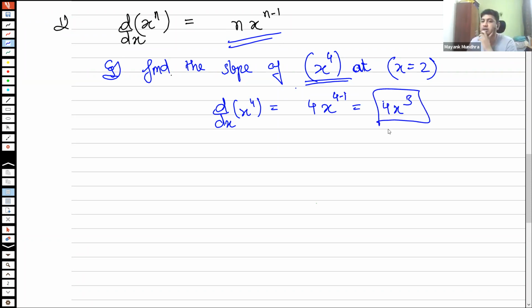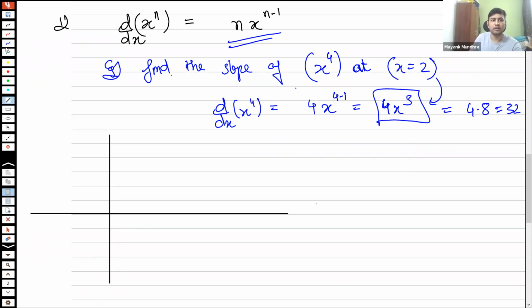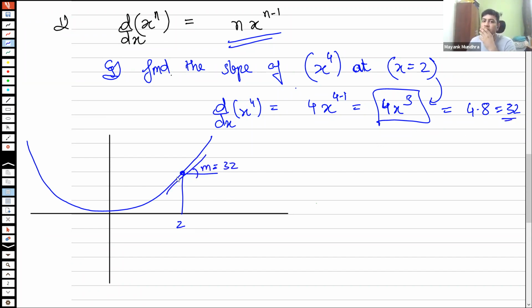So this is the slope function of this function at any point x. And then I make this substitution. So this becomes 4 times 8. So that is 32. So if you have this graph of x to power 4, it is going to look like this. Then at the point 2, the slope of this curve is going to be 32. So the slope at point 2 is going to be 32.